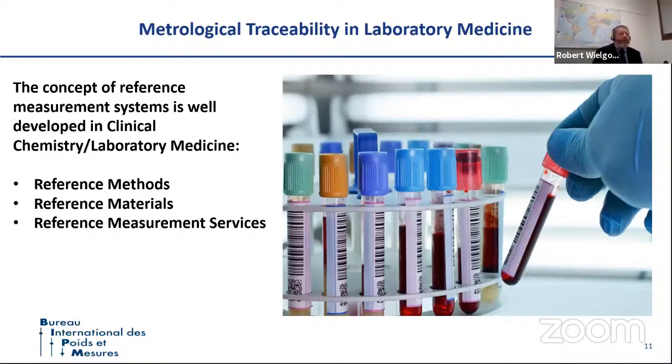So the idea of metrological traceability is well understood in laboratory medicine and is based on the concept of reference systems with reference methods, reference materials, and reference measurement services.